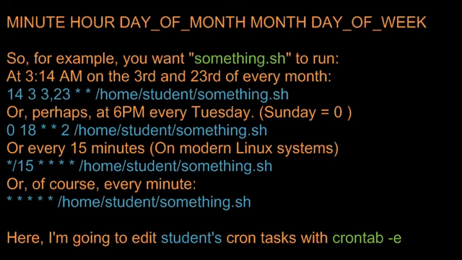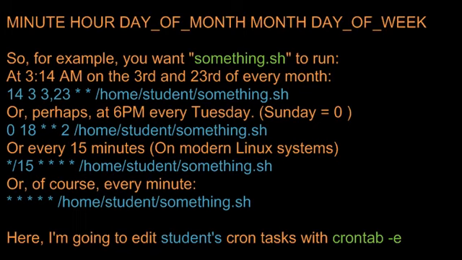So what you actually see, if you take a look at the first blue example, is a crontab entry that runs something.sh at 3:14 a.m. on the 3rd and the 23rd day of every month. So let's just take a minute to examine that. The first field, 14, is the number of minutes after the hour that you want it to run. The second field, the 3, is the number of hours after midnight that you want it to run. And then the 3, 23 are the 3rd and 23rd days of the month. The last 2 asterisks indicate that you want it to run every month and every day of the week.